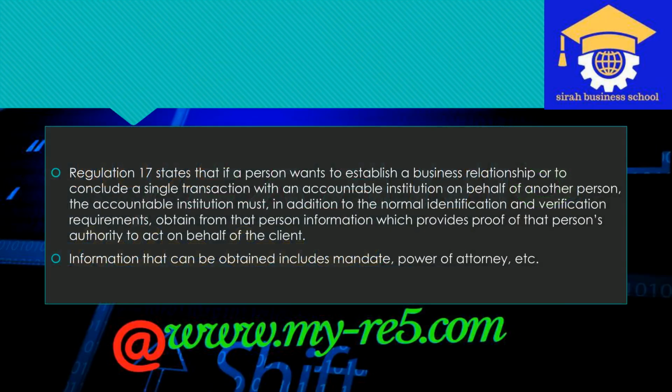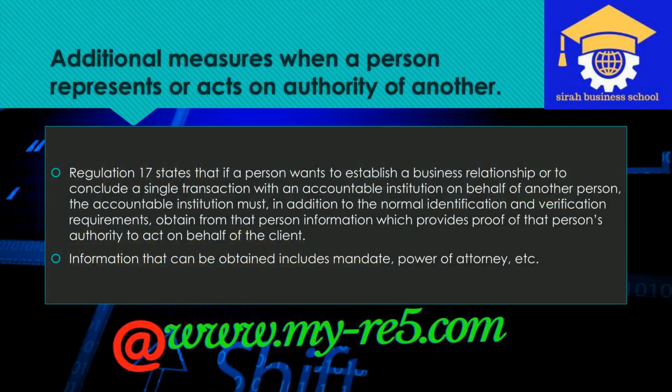Additional measures when a person represents or acts on authority of another. Regulation 17 states that if a person wants to establish a business relationship or to conclude a single transaction with an accountable institution on behalf of another person, the accountable institution must, in addition to the normal identification and verification requirements, obtain from that person information which provides proof of that person's authority to act on behalf of the client. Information that can be obtained includes mandate, power of attorney, etc.